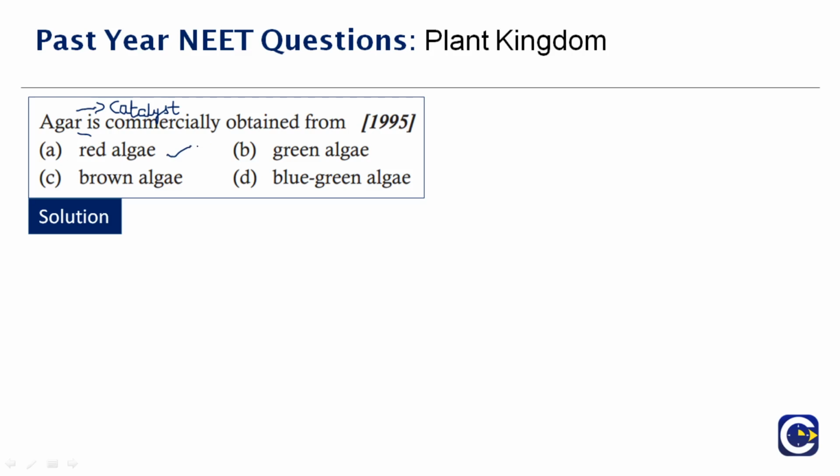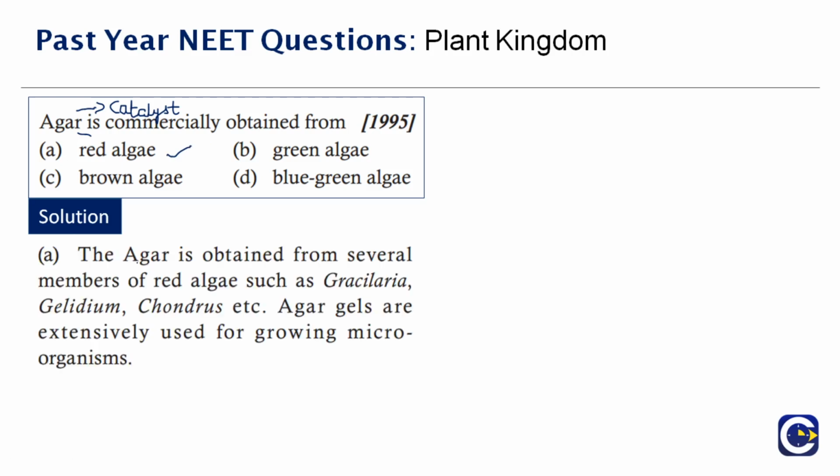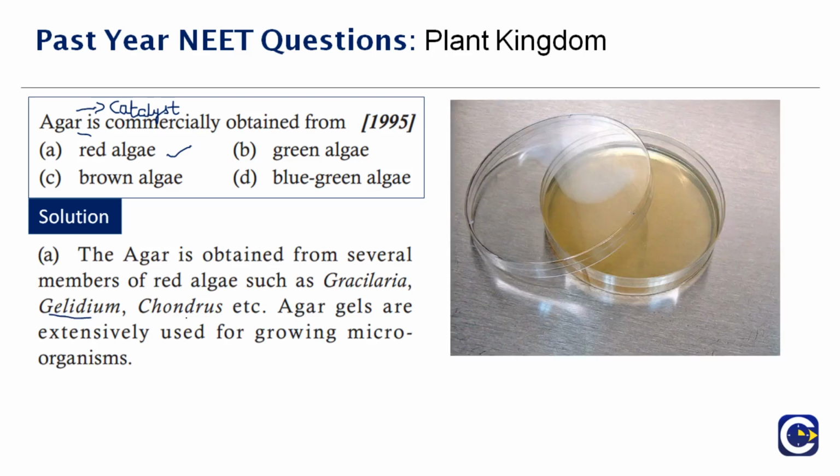Okay, the correct answer to this question is red algae. So here you can see agar is obtained from several members of red algae like Gracilaria and Gelidium, and predominantly it is Gelidium. Mostly it will be Gelidium. And these agar gels are used extensively in the growth of microorganisms. To your right side, you can see the image of a Petri plate, and in that you have the medium. The medium that is prepared is poured into the Petri plate and allowed to cool. Once it is cooled down, the medium can be used to inoculate the microorganism, and the microorganism will grow in it. The correct answer to this question is option A, red algae.